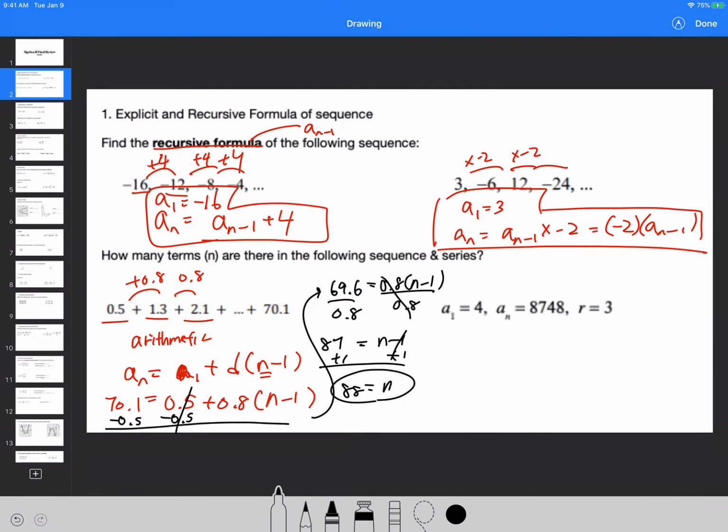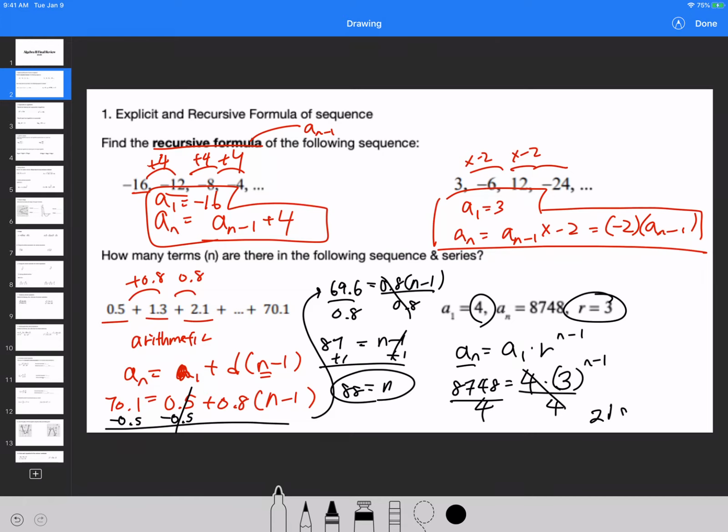Alright, the next one here is a geometric sequence, and how do I know that? It's because it gives me a common ratio of 3. So the explicit formula is a sub n is equal to a sub 1 times the common ratio r raised to the power of n minus 1. So 8,748 is equal to the first term, which is 4, times the common ratio of 3 to the power of n minus 1. First I divide both sides by 4 to cancel this out, and 8,748 divided by 4 gives me 2,187 is equal to 3 to the n minus 1.